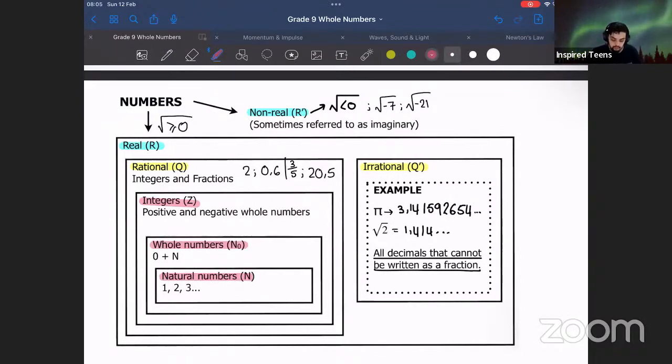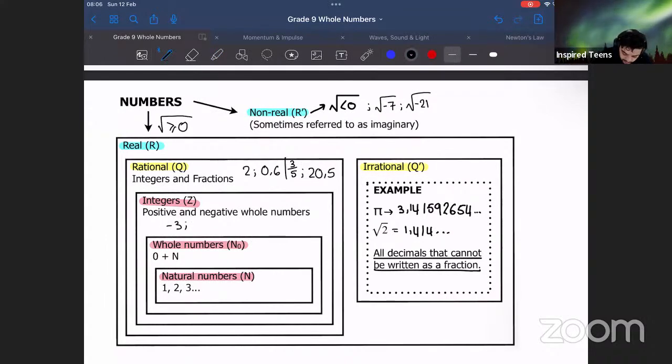We can start from the bottom with natural numbers. Natural numbers are the natural way in which we count: 1, 2, 3, 4, 5, 6. Whole numbers are all the natural numbers, but including 0. So natural numbers, the natural way we count; whole numbers, 0 and the natural numbers as well. And then integers are positive and negative whole numbers. So the integers include our negative numbers.